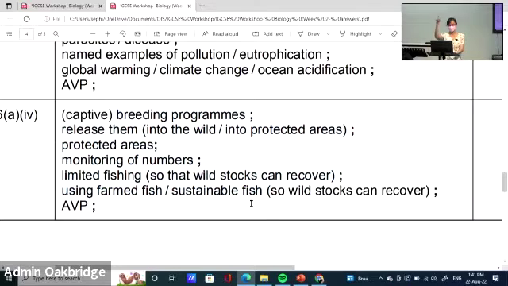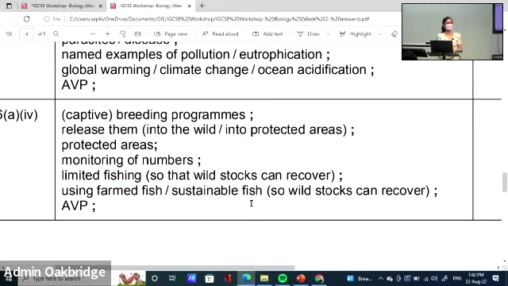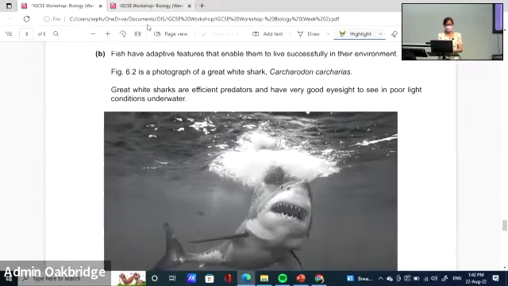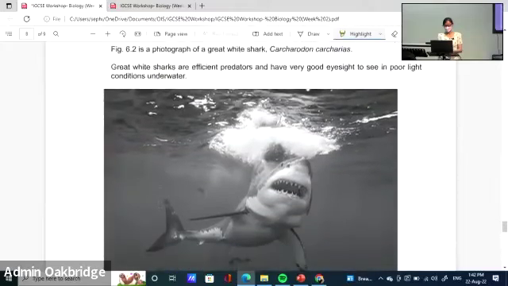Exactly: breeding programs, release them into the wild, protected areas. When you say protected areas, they actually give you one extra point now. Monitor the numbers. Use farm fish so wild stocks recover. Any other suggestions that make sense? Yes, you can be given 1 mark. Your examiner will go and research. If you come up with an answer they haven't heard before, they'll go find out for you. If they look in the right places, they can find your exact answer. If they can't find it online, then you may lose your mark there.